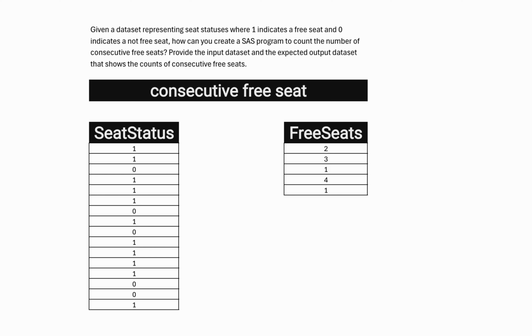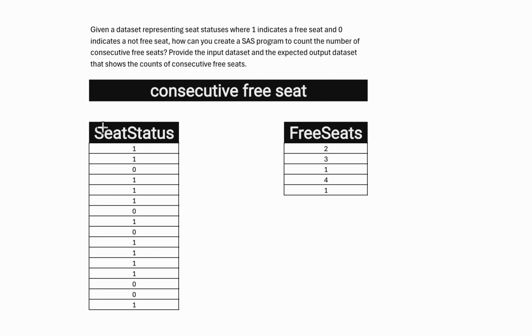So today we have a problem which is consecutive free seats. We have one dataset called seat status and we want to create another dataset called free seats from this seat status. So let me explain this problem first. Given a dataset representing seat status where 1 indicates a free seat and 0 indicates a not free seat, how can you create a SAS program to count the number of consecutive free seats?